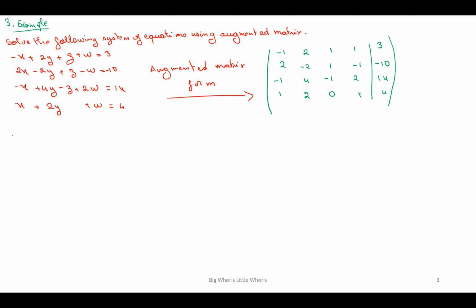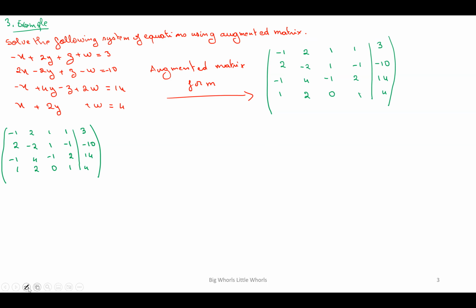So how do you perform Gauss's method on the augmented matrix? Let me rewrite the augmented matrix and perform Gauss's method, and I'm going to fly through it quickly. 1, 2, 1, 1, 3; 2, minus 2, 1, minus 1, minus 10; minus 1, 4, minus 1, 2, 14; and 1, 2, 0, 1 equals 4.